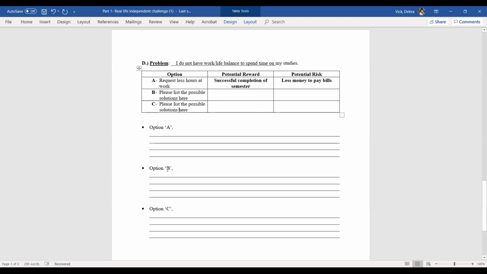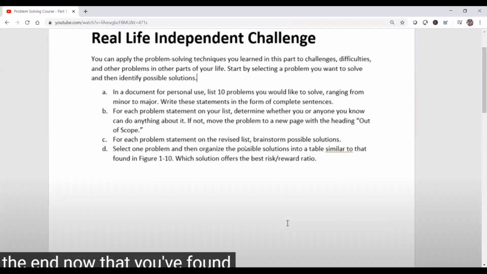Now that you have your options A, B, and C, you're going to say, what is good about that? What's good about B? What's good about C? And you'll also put which one you think is the best one. So if we go back to the other page, we'll see that it says, so you're brainstorming the possible solutions for C.